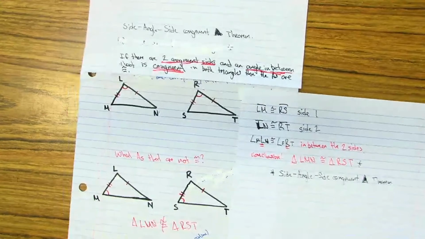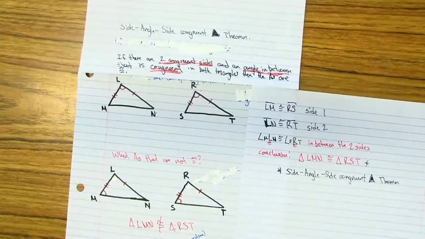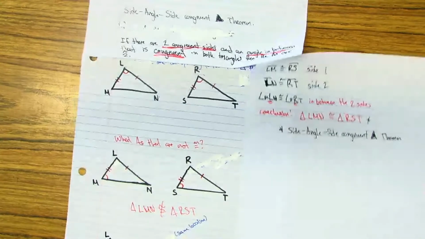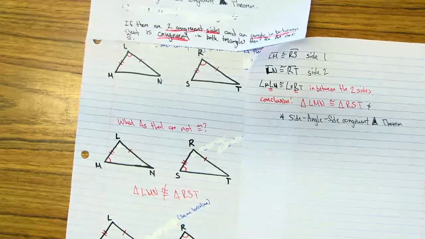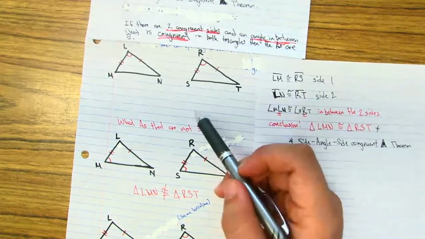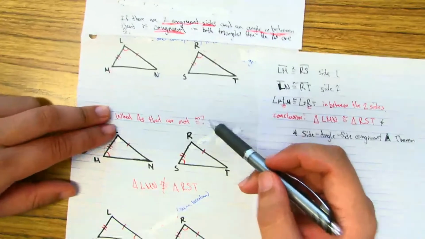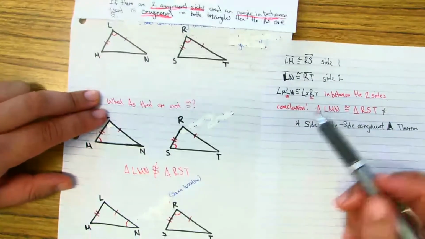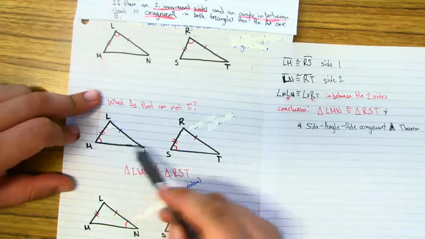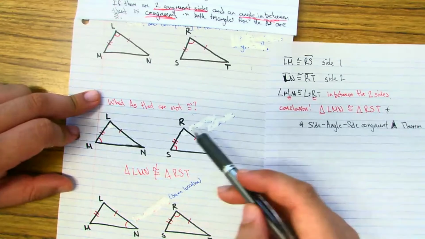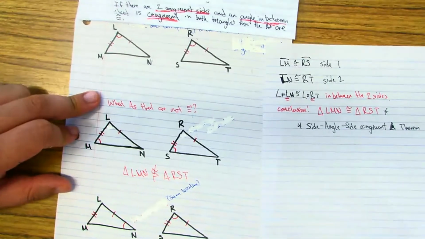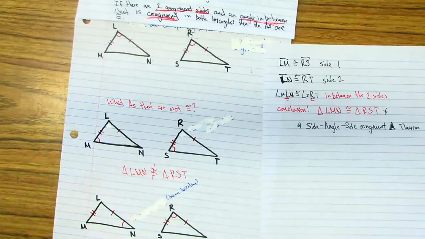Okay. Next, we're going to be going on to the second example. We're going to explain what triangles look like when they are not congruent. Okay. Why are these two triangles not congruent? Why is LMN not congruent to RST? Can anybody provide an answer of why?